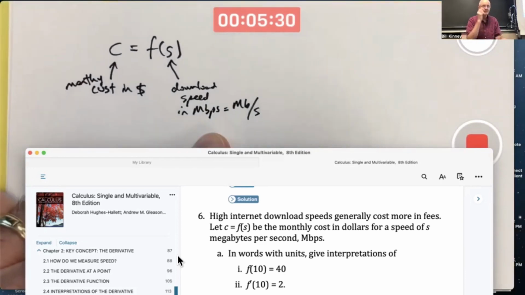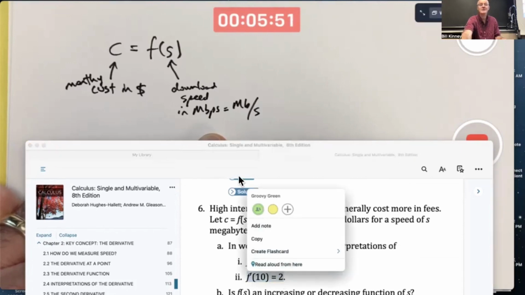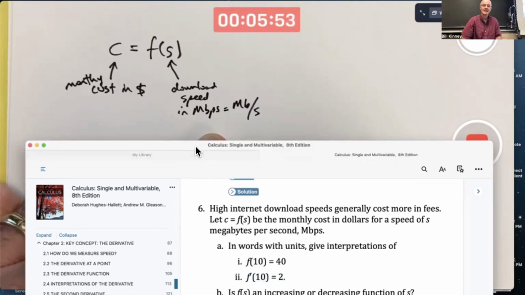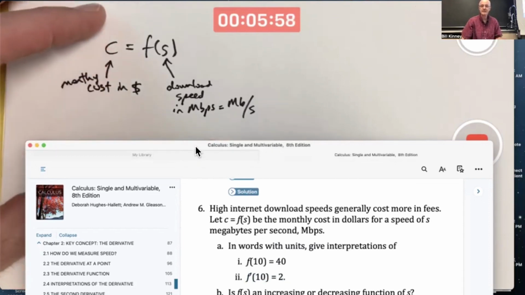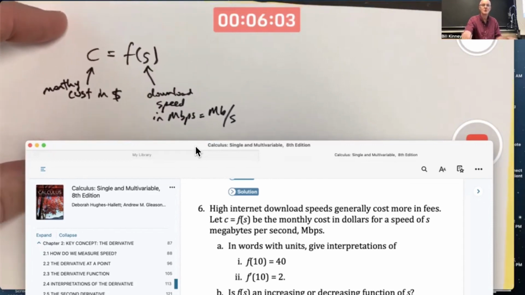That already is a rate of change. How fast are you downloading the file? How many megabytes every second on average? It is a derivative already, but we are going to be interpreting the derivative of this function. So it's almost like we're interpreting the derivative of a derivative, like an acceleration kind of, in the end. Part A says, in words with units, give interpretations of the fact that f of 10 is 40 and f prime of 10 is 2.